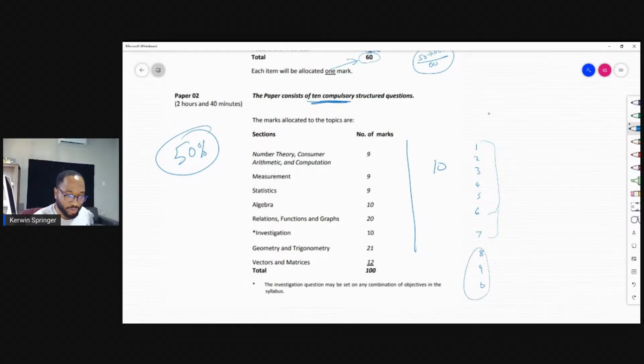These are the questions that most people just don't get any marks in. This is the relations, functions, and graphs, geometry and trigonometry, circle geometry, trigonometry, the bearings and things, the tough questions. And this is the vectors and matrices, number 10. So I feel like what I have on YouTube on vectors and matrices, you should be able to make a note. You could make a note here.